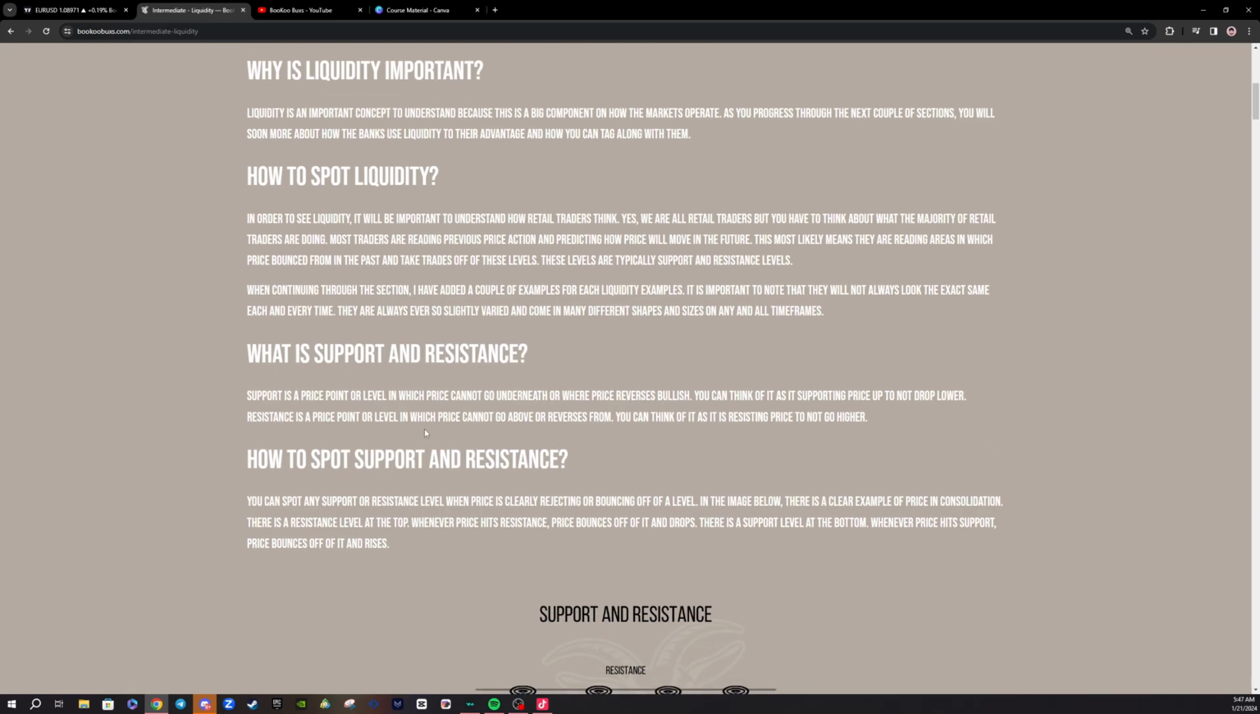What is support and resistance? Support is a price point or level in which price cannot go underneath or a price reverses bullish. You can think of it as it is supporting price up to not drop lower. Resistance is a price point or level in which price cannot go above or reverses from. You can think of it as it is resisting price to not go higher.